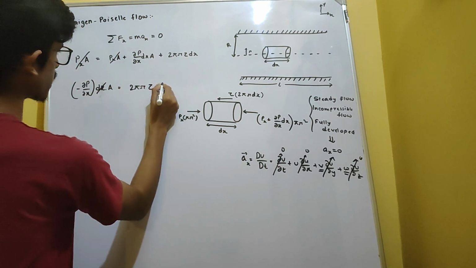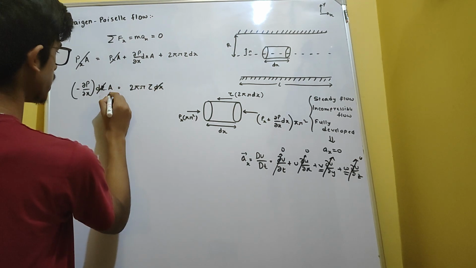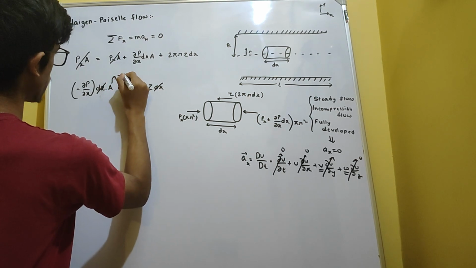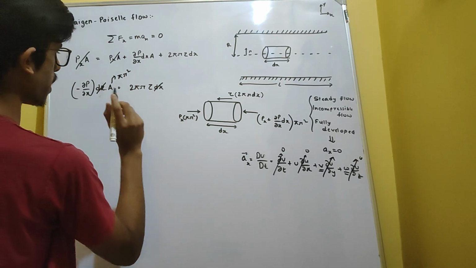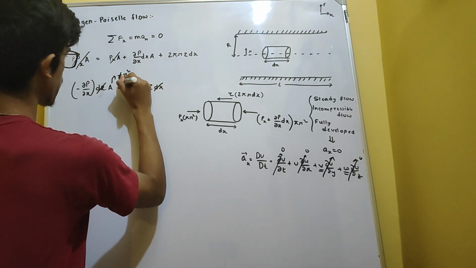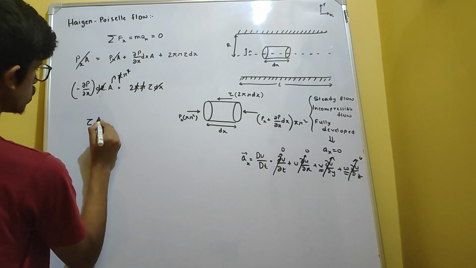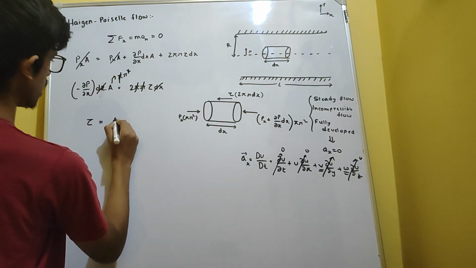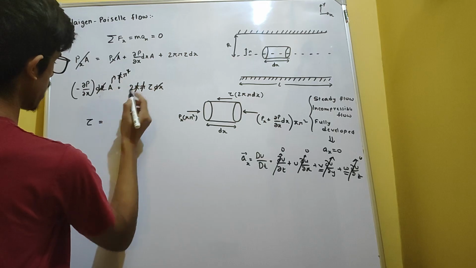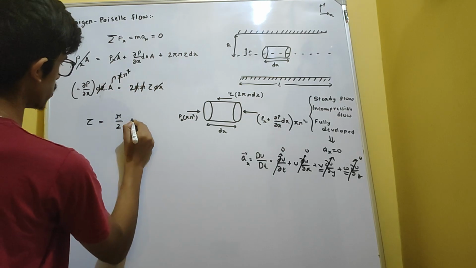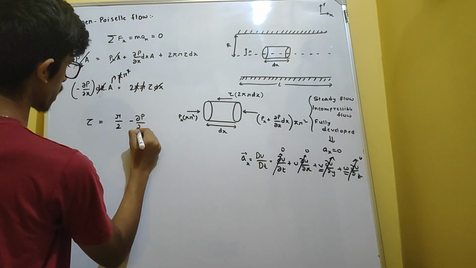So dx and dx will cancel out each other, and what is the area here? The area here is π small r², right? So π small r². So π and π will cancel out each other. One r and one r will also cancel out each other. So from here we get the shear stress is r by 2 negative ∂p/∂x.